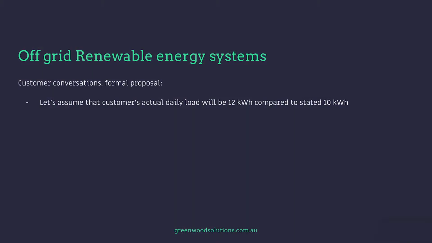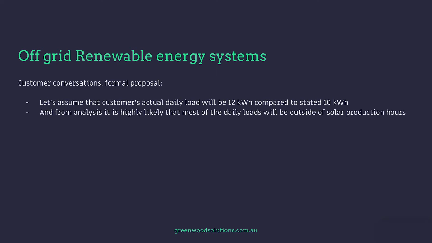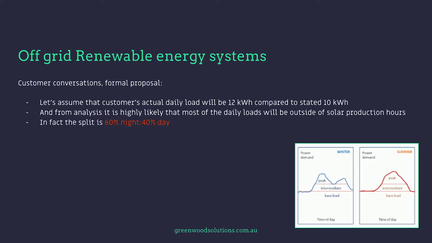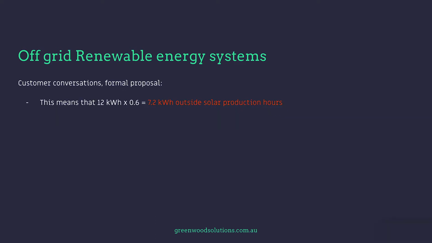system on. Let's assume that the customer's actual daily load will be around 12 kilowatt hours compared to the stated 10 kilowatt hours. And from analysis, it is highly likely that most of the daily loads will be outside of solar production hours. In fact, the split is 60% night and 40% day. This means that 12 kilowatt hours times 0.6 equals 7.2 kilowatt hours outside solar production hours.